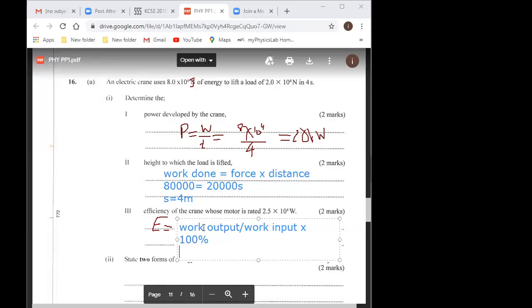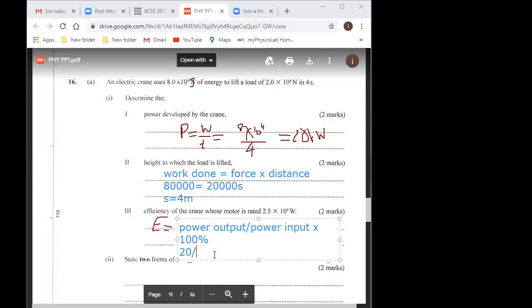Let us work in terms of power. I'm sorry for that. So it is the power output over the power input. Power output, here it is 20. So this 20, we are dividing by the power input of 25 kilowatts.